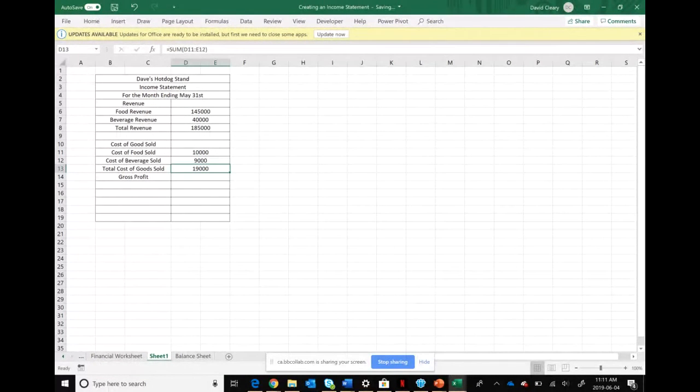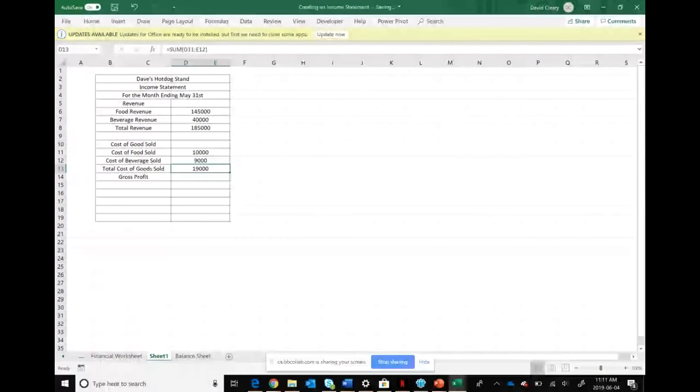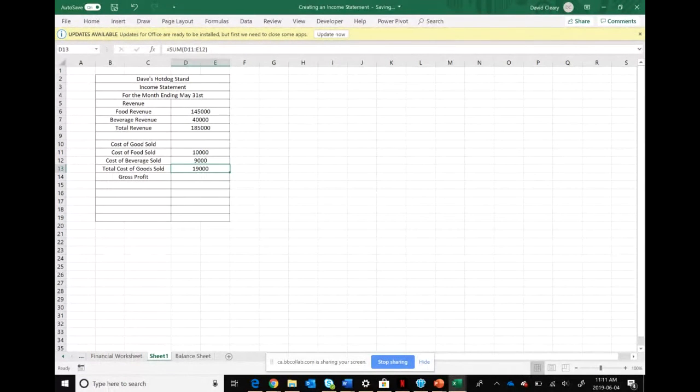So we've come up to our first running profit number, our gross profit. How do we calculate gross profit? Total revenue minus total cost of goods sold. So we take our total revenue, minus our total cost of goods sold, and we get a gross profit of $166,000.